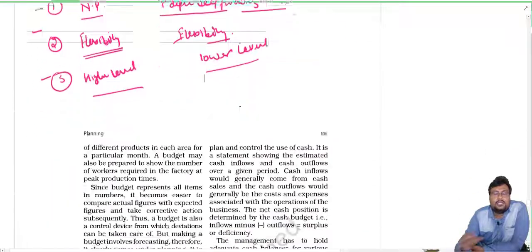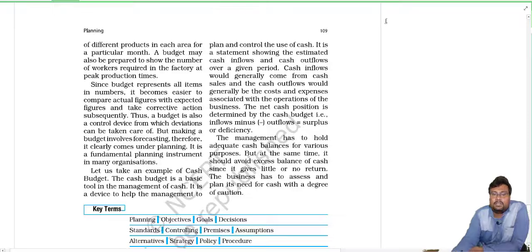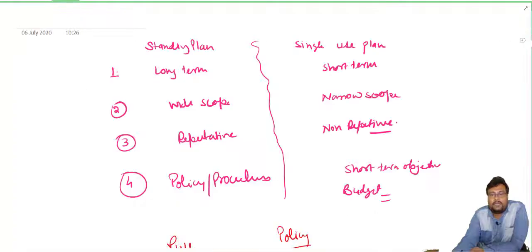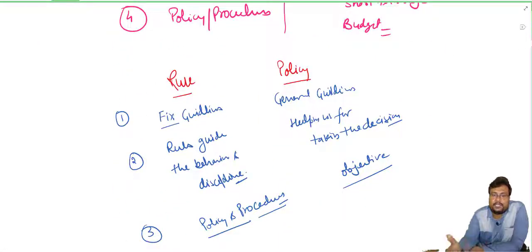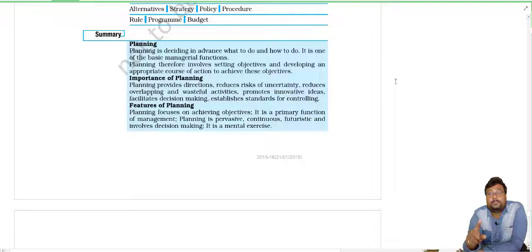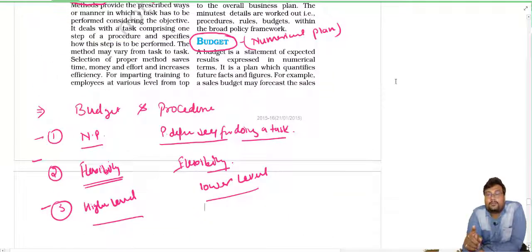We had discussed the difference between standing plan and single use plan, the difference between rules and policy, and at the same time the difference between budget and procedures. Procedures are a predefined sequence of doing a task, known as procedure. So this much for today, beta. I hope this all will be clear to you.